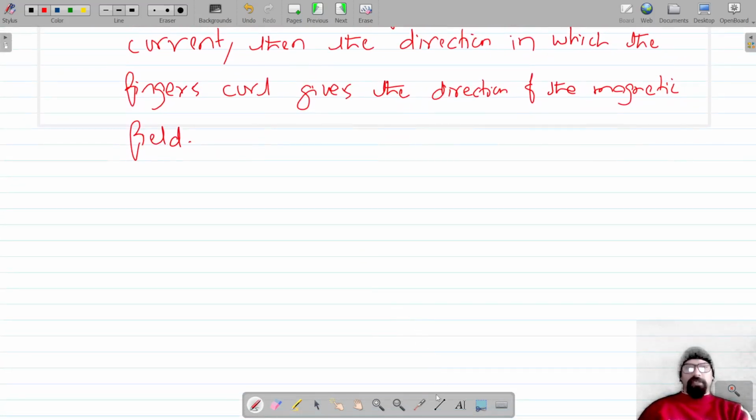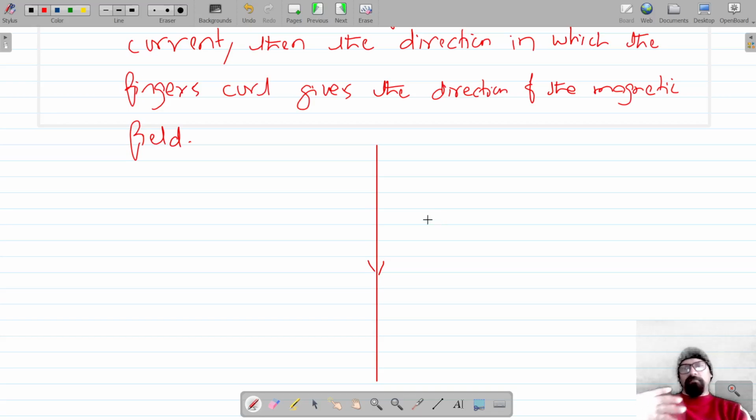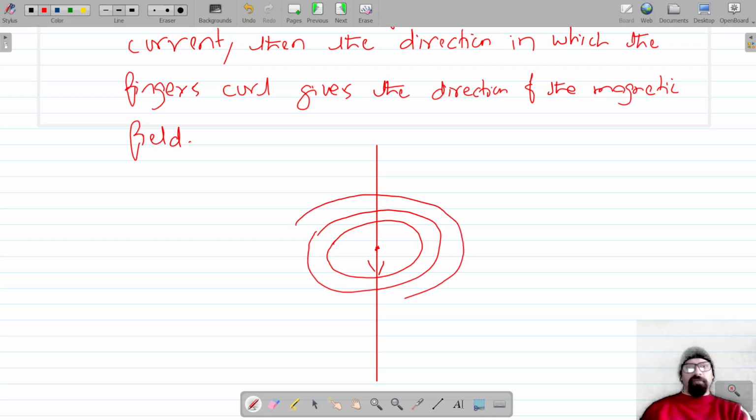So this is the right hand thumb rule. Let's say it's a straight current carrying conductor, and the current is flowing in this direction. If you use the right hand thumb rule, the thumb is pointing downwards, and the fingers curl in a direction. We know that for a straight current carrying conductor, the pattern of magnetic field about any element is always concentric circles. So we have to give the direction, whether it's clockwise or anti-clockwise.